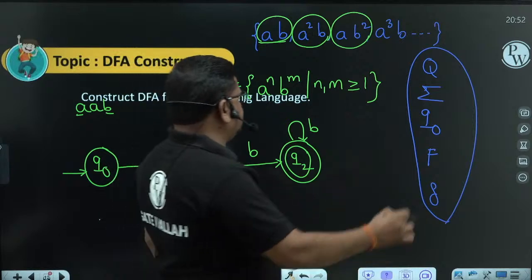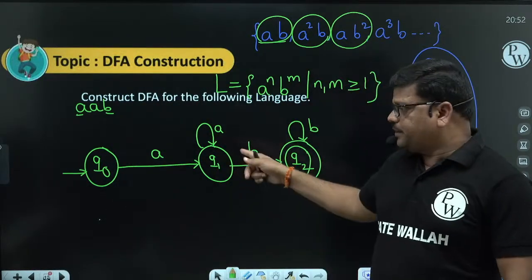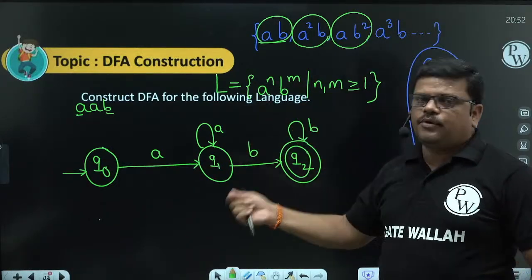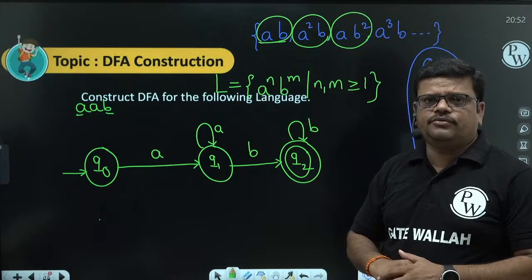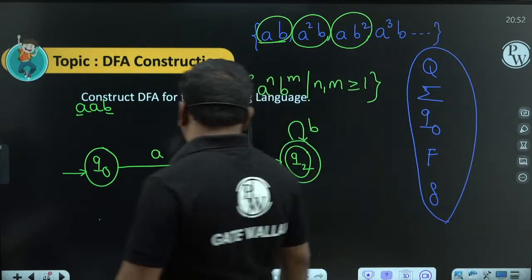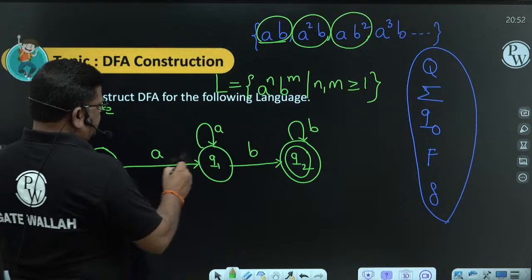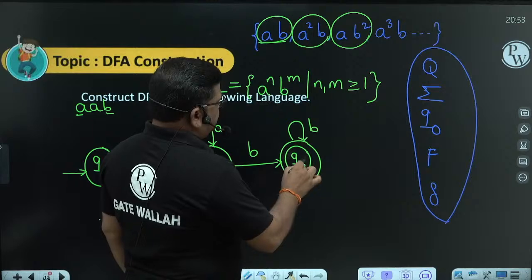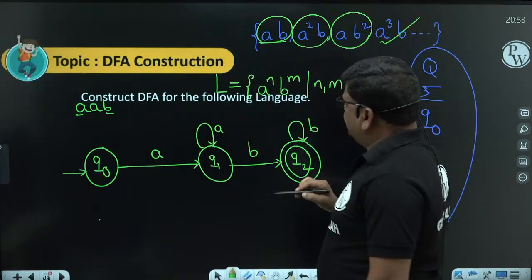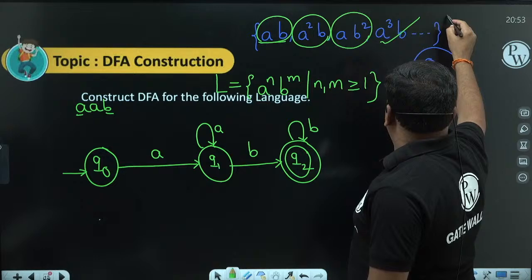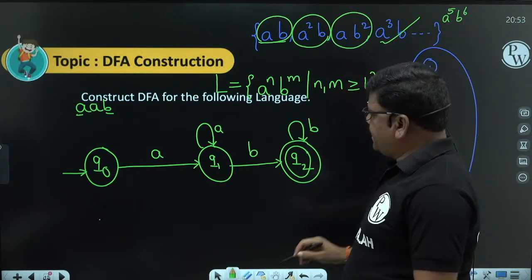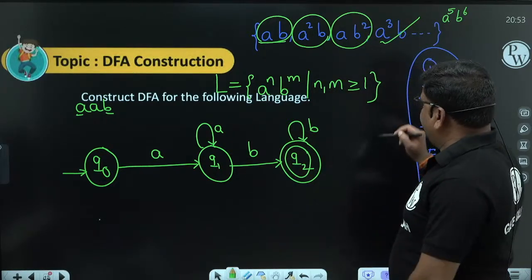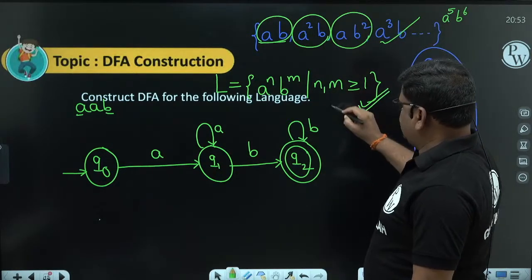Then check for the fourth string. Like this, every string we have to give to the automata. Take a string from the language, give it to the automata. To accept that, provide the corresponding transitions. That's all. This is the way of construction. So here 3 A's, 1 A, 2 A, 3 A, followed by 1 B, accepted. This string is accepted. Take some other string of this language, 5 A's, 6 B's, also accepted.